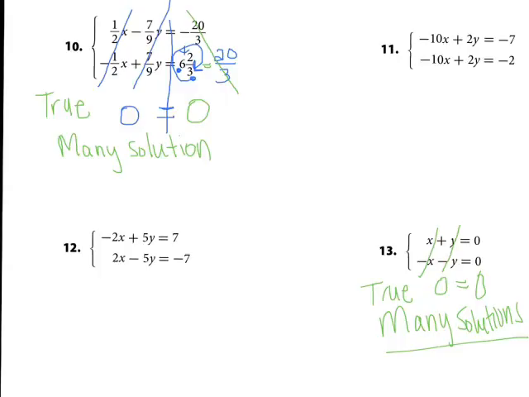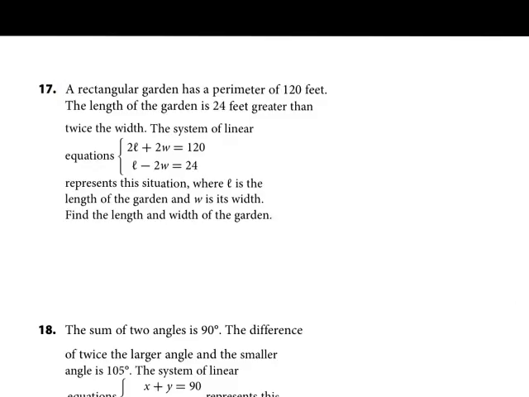Now I know that sometimes your word problems look a little bit difficult, but really in reality they're not. Okay, we have a rectangular garden. That means you need to draw a rectangle. Whenever they're asking for shapes, you're better off just drawing them right away. Okay, the perimeter, that means I'm going to add up all my sides. When I add up all the sides, it equals 120. The length of the garden is 24 feet greater than 2 times the width.